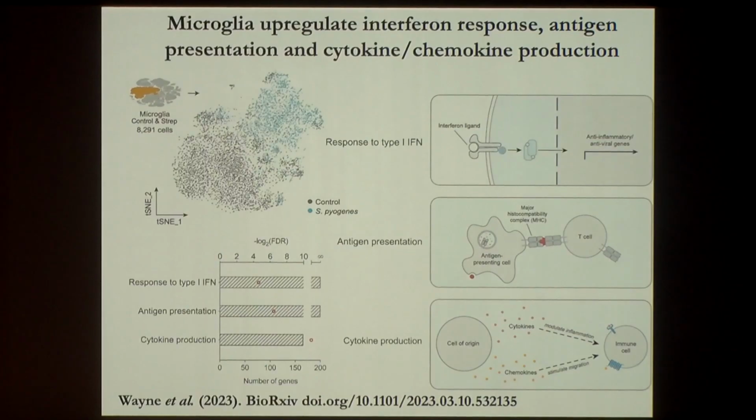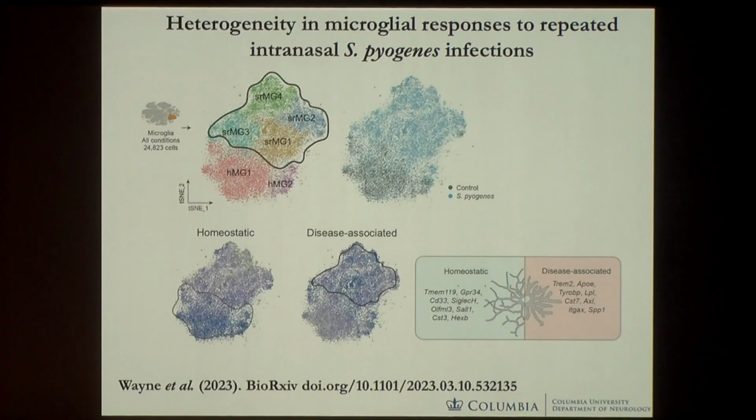The second population that we looked at in detail was the microglia, obviously because of the reported cases in pediatric patients of increased microglial activation. What you're seeing here is a t-SNE plot of the microglia, and you can see a very clear separation of different populations. The upregulated genes fall into three major classes: the response to type 1 interferon, antigen presentation, and cytokine production. In fact, we can distinguish six different subpopulations of microglia: two that are homeostatic, which express the classical homeostatic genes and are present mostly in the healthy condition, and four disease-associated, which we're calling streptococcal-related populations.